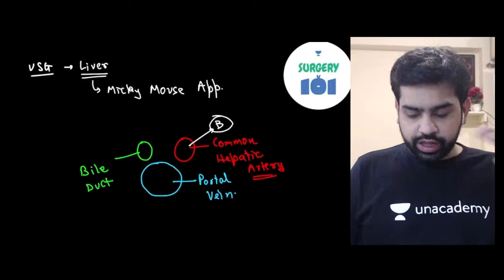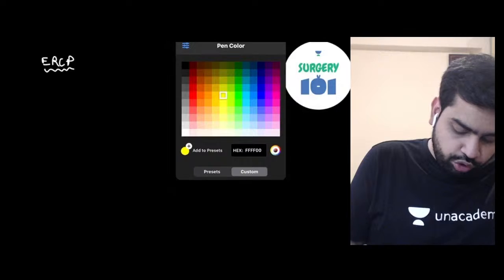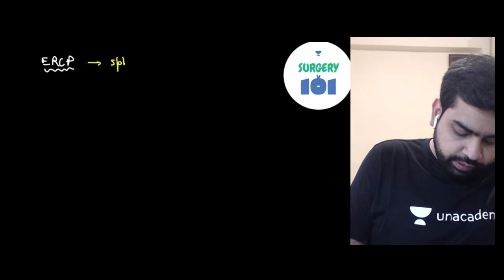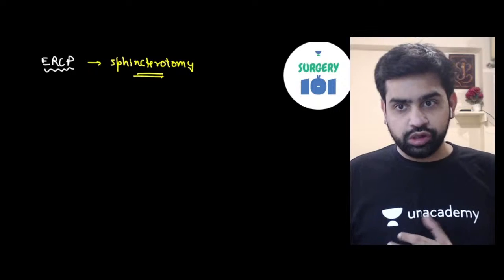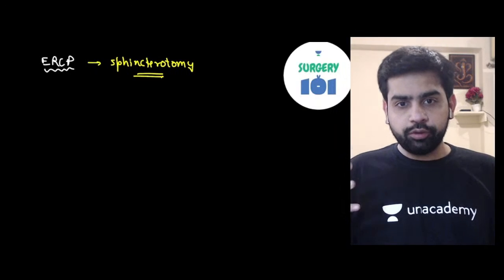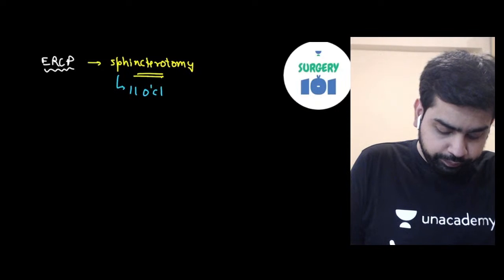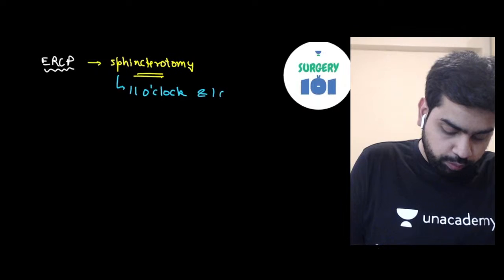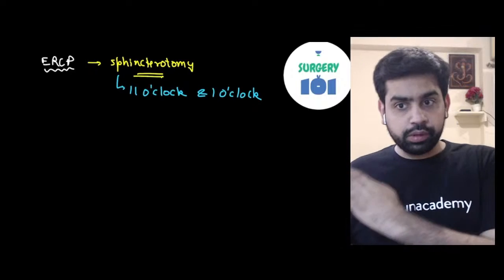Another important thing which I just want to cover over here: when you perform an ERCP, where do you go in for a sphincterotomy? I am sure that you guys know that we have to perform a sphincterotomy. What I'm trying to ask you is at which position is this sphincterotomy performed? The answer would be at 11 o'clock and 1 o'clock position. At the 11 o'clock and the 1 o'clock position, you basically perform a sphincterotomy.